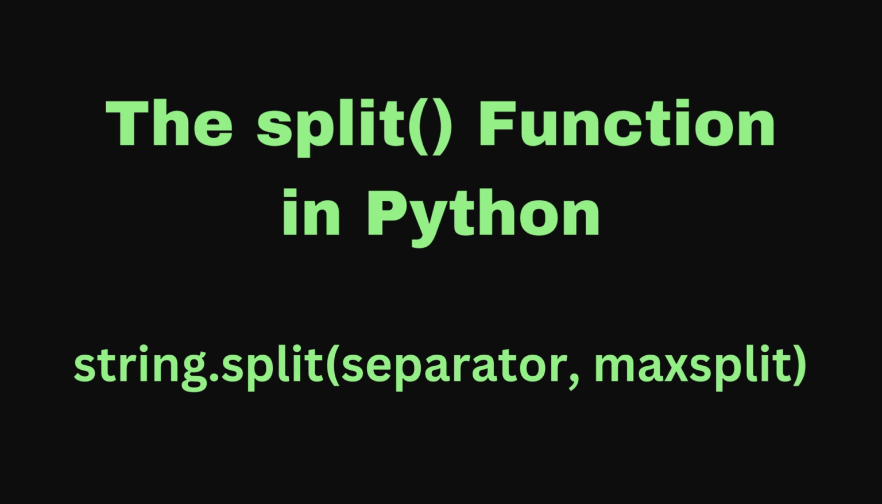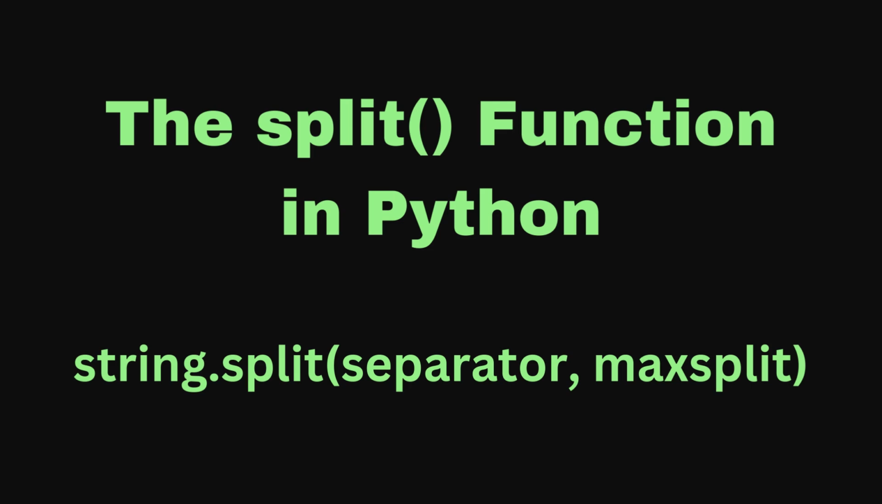Diving into a very handy function in Python called split. This function is super useful for breaking down strings into smaller parts. So what exactly does the split function do? Well, in a nutshell, it splits a string into a list of substrings based on a specified delimiter. Now, if you don't specify a delimiter, it splits based on white space by default.